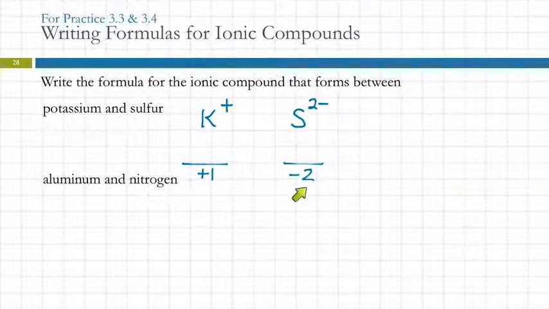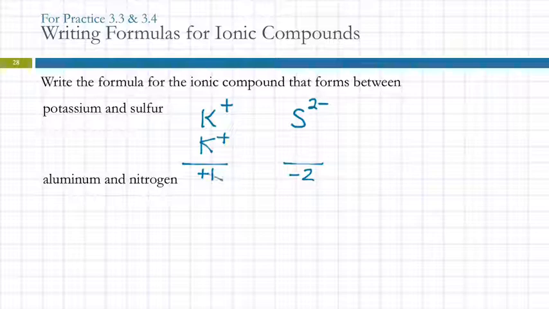Do these numbers add up to 0? No, they don't. We need more positive charge here, don't we? So we can't adjust the charge on this. We can't take away any. All we can do is add more ions. So we'll add another potassium ion.